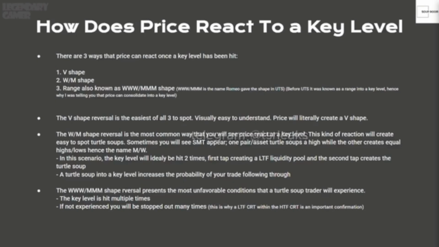So how exactly does price react to a key level? There's only 3 ways. Only 3. 3 ways that price can react once a key level has been hit. Reaction number 1 is a V-shape. And I want to make something clear. Romeo has gone over all 3 of these. So if you have gone through his UTS, or any of his mentorships for that matter, you will remember what I am saying here. Reaction number 1 is a V-shape. Reaction number 2 is a W or M shape. And reaction number 3 is a range, also known as WWW or an MMM shape.